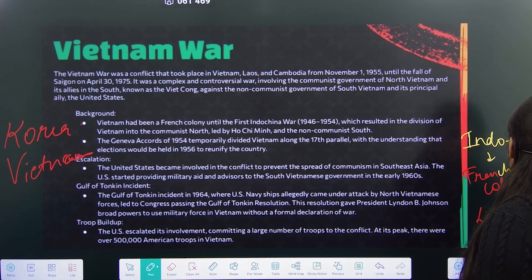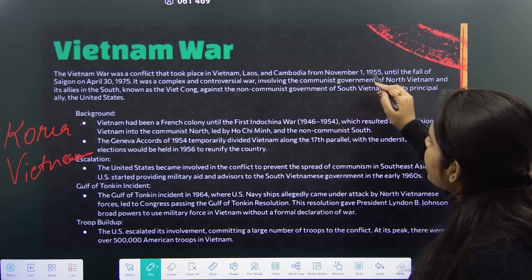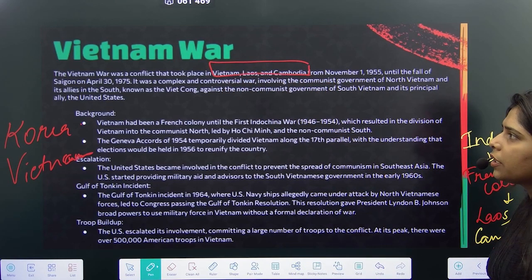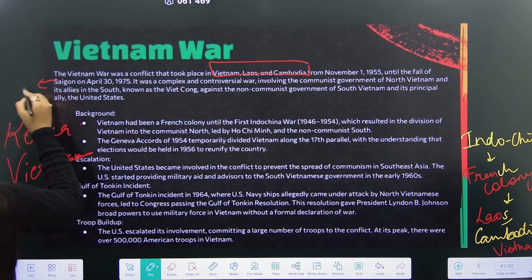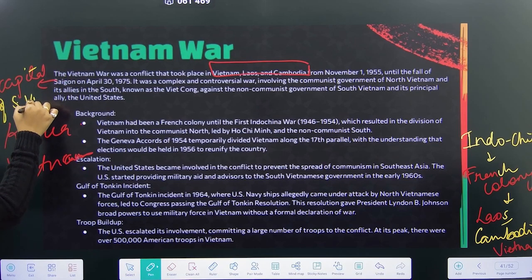Laos, Cambodia, Vietnam: Indochina. So this conflict took place in Indochina, Laos, Cambodia, and Vietnam, from November 1 until the fall of Saigon. Saigon was actually the capital of South Vietnam. So this war took place for 20 years. It was indeed a complex and controversial war.